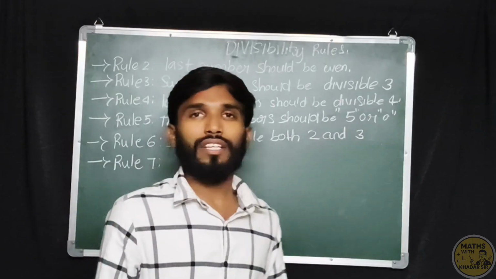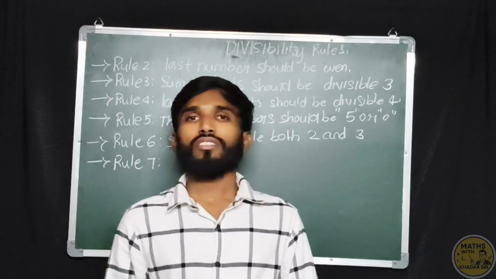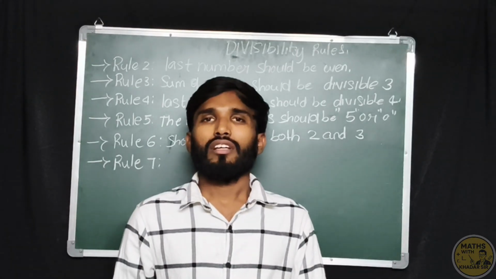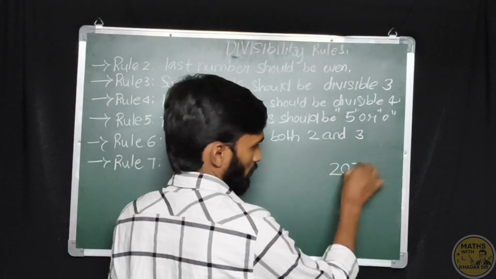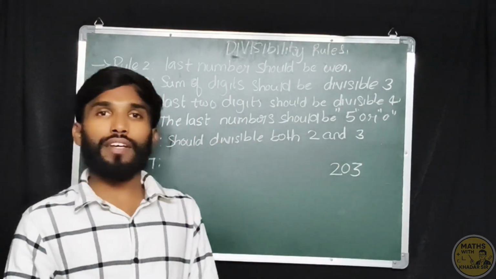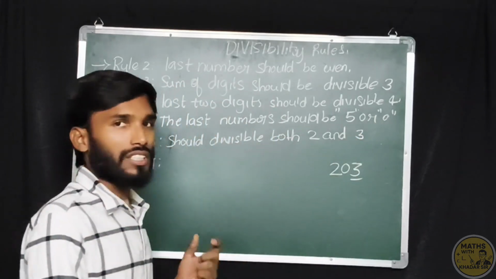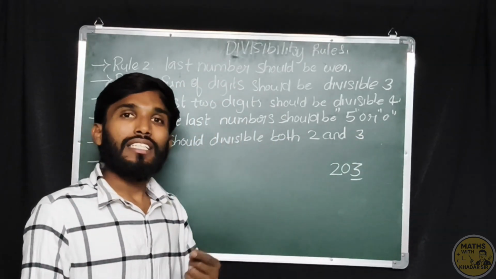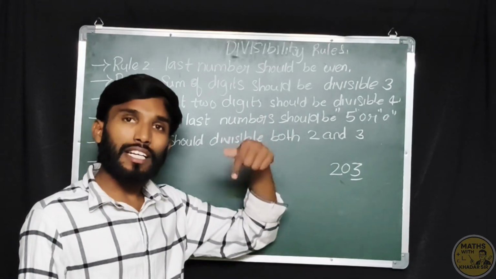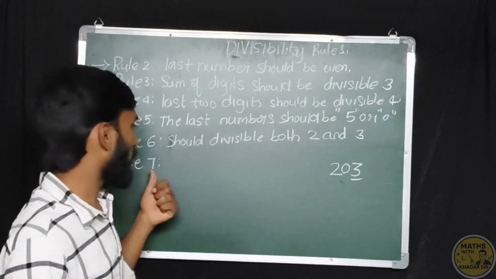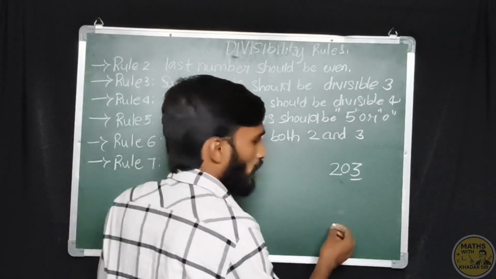Divisibility rule 7. What is that? For example, I am having a number 203. Here, the divisibility rule of 7 is telling that first double the last digit, then subtract that from the remaining number. If the difference is divisible by 7, then the number is divisible by 7. That is nothing but 203.